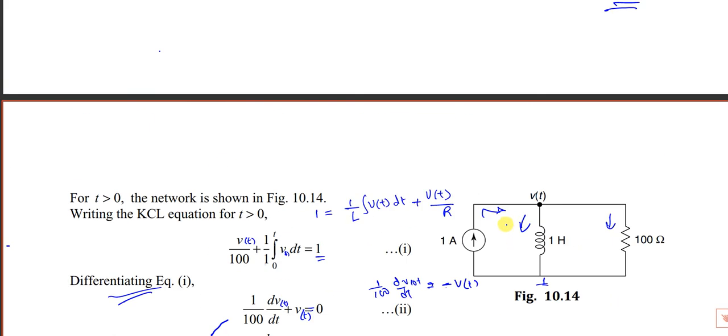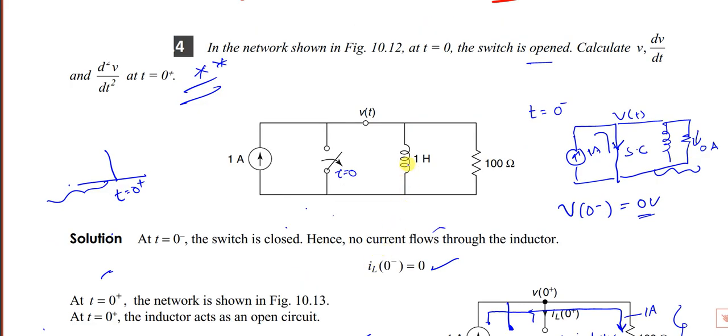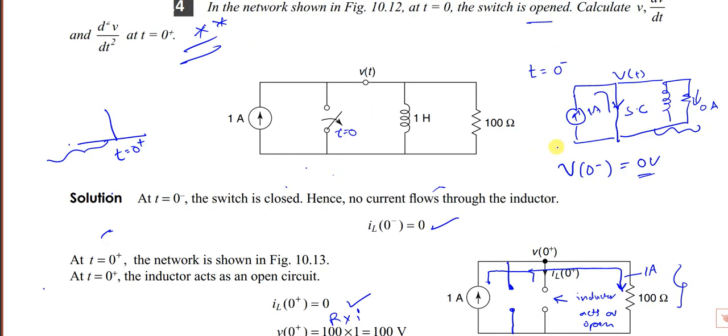This is an important problem. Please don't get confused. This is also important: the parallel circuit. I will repeat once again. In a parallel circuit, they will say the switch is opened at t equals 0. In the series circuit, they will say the switch is closed at t equals 0. In the parallel circuit, before that, the switch is closed.